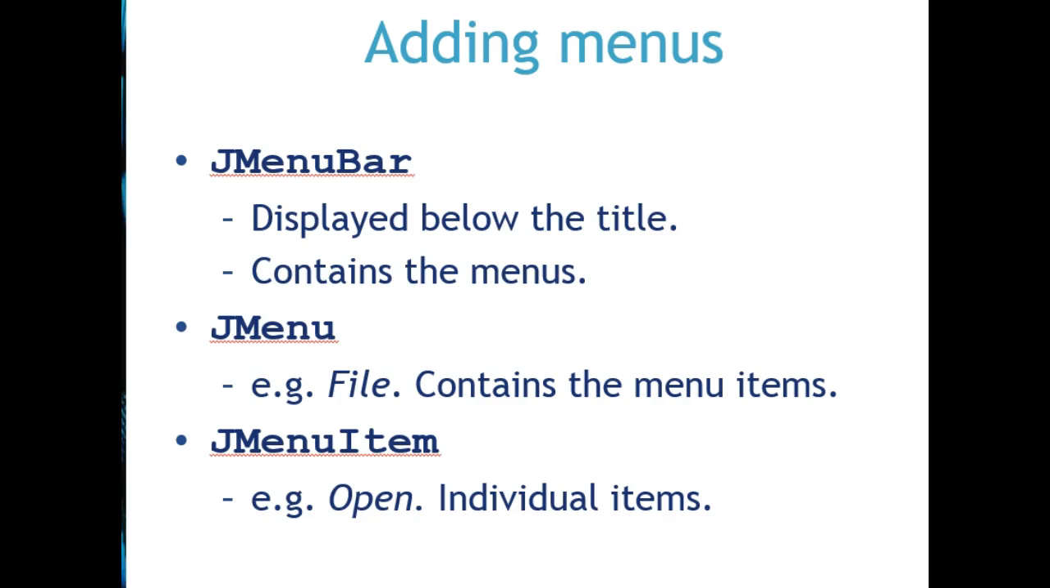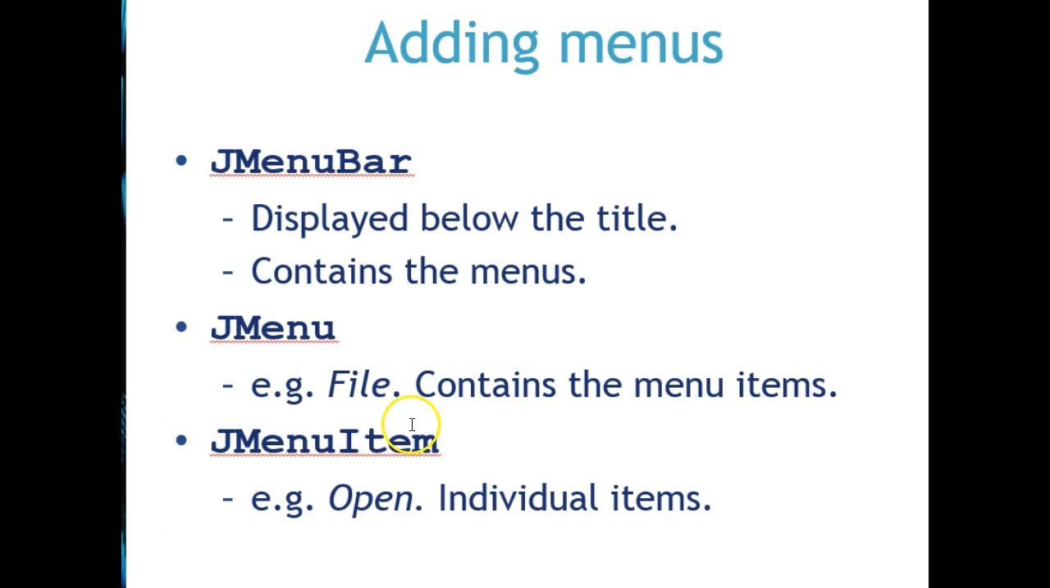So how do we do that? There are three classes that are involved in menus: JMenuBar, JMenu, and JMenuItem. An object of the JMenuBar class represents a menu bar that can be displayed below the title bar at the top of a window. And every window has at most one JMenuBar.